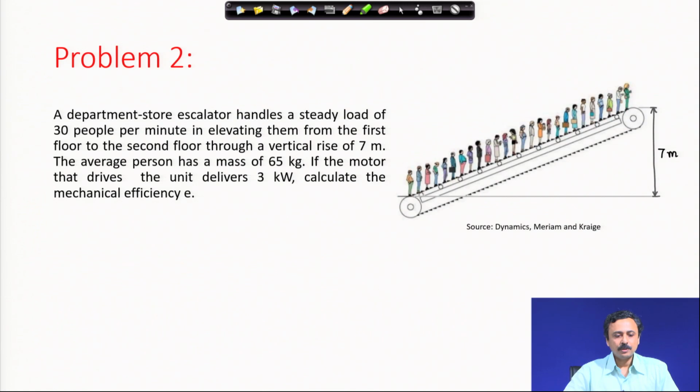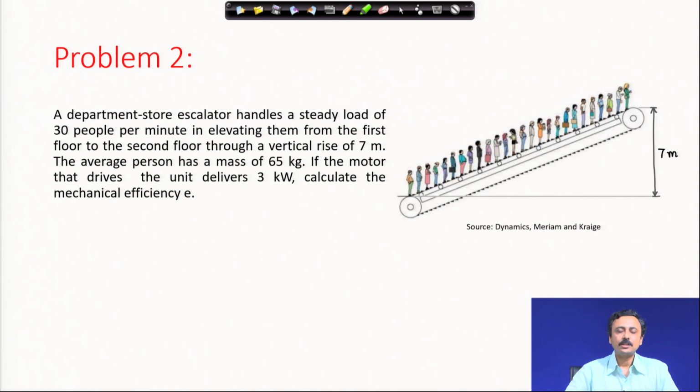We come to the second problem. A department store escalator handles a steady load of 30 people per minute in elevating them from the first floor to the second floor through a vertical rise of 7 meter. The average person has a mass of 65 kilogram. If the motor that drives the unit delivers 3 kilowatt power, calculate the mechanical efficiency E. This is a problem from the textbook of Meriam and Craig.